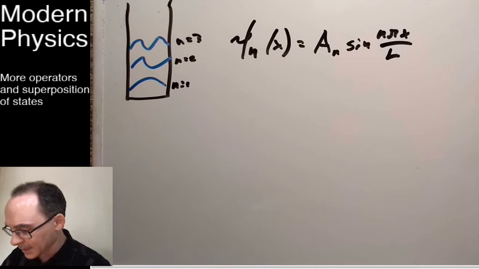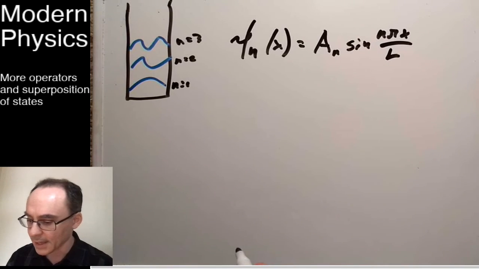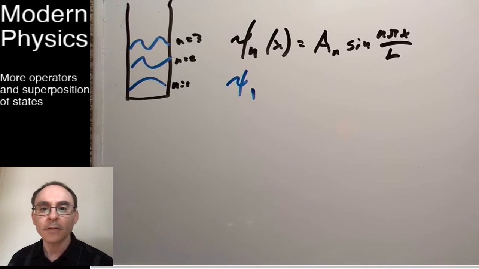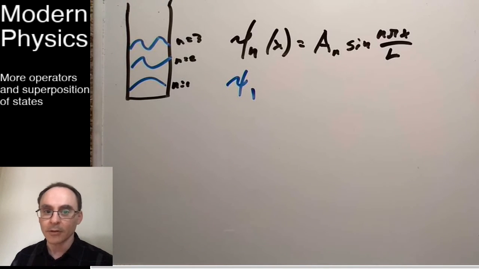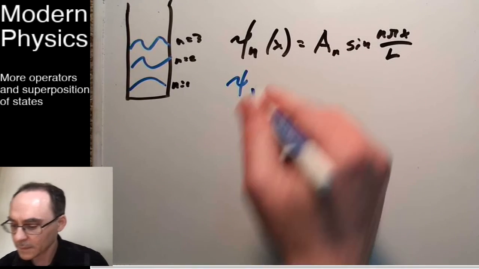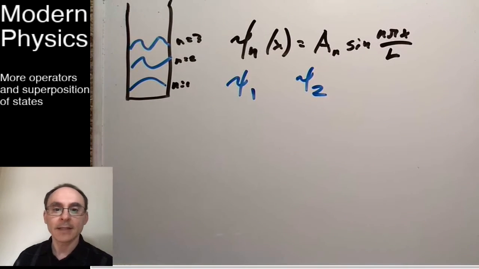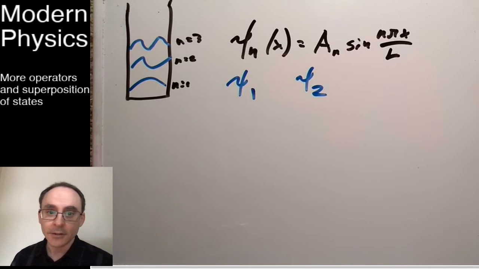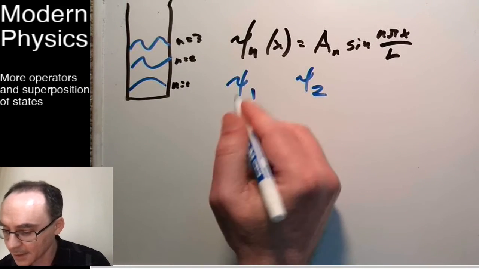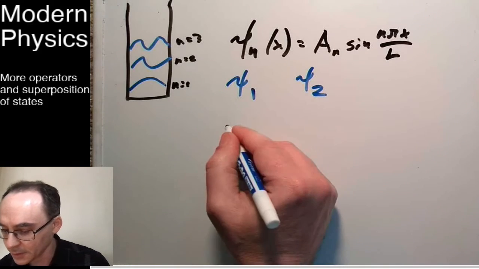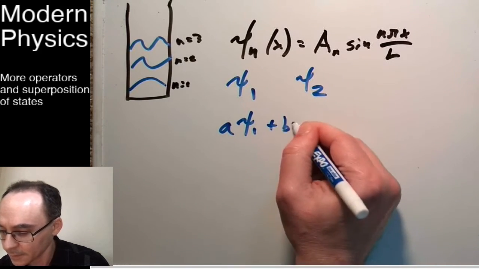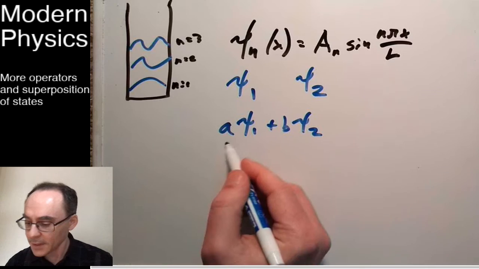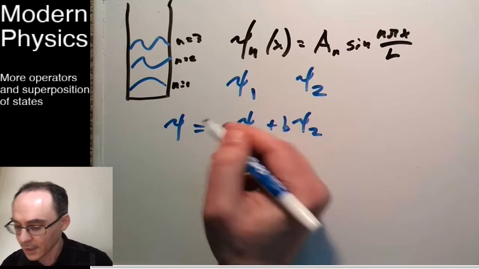You only get specific values of energy, and those are the solutions to the wave function. What I want to emphasize now, though, that we haven't looked at too much yet, is that, for example, psi1, that's a wave function with the ground state energy, it satisfies the Schrodinger equation. Psi2 is another solution that satisfies the Schrodinger equation. But the Schrodinger equation is a linear differential equation in the sense that if these two individually satisfy it, then if I take some linear combination of them, that also solves the Schrodinger equation.